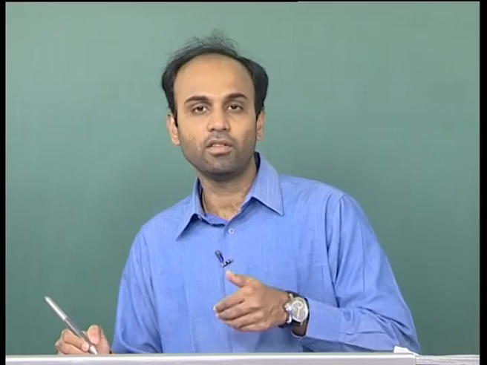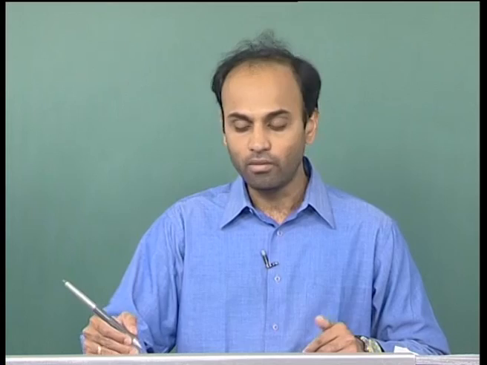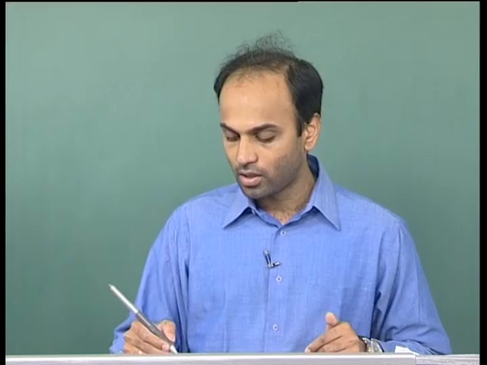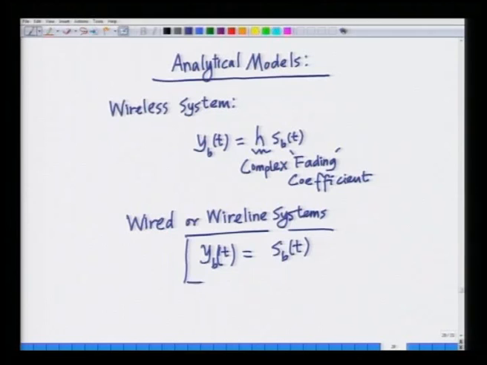Of course, in both cases there will be noise at the receiver. We will see the effect of this later, but if you look purely in terms of the signal, in a wireless system what you receive is h times s_b of t, where h is the complex flat fading coefficient, and in a wireline system y_b of t, or the received signal, is simply s_b of t, that is the transmitted signal. And this is a very important difference between wireless and wireline communication systems.